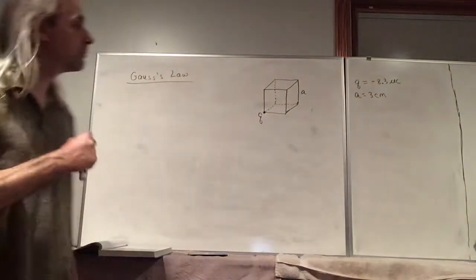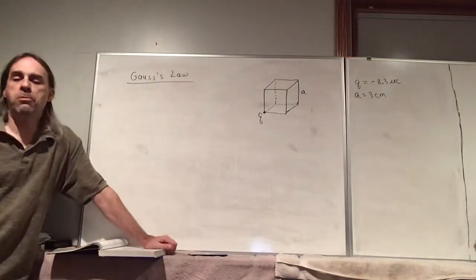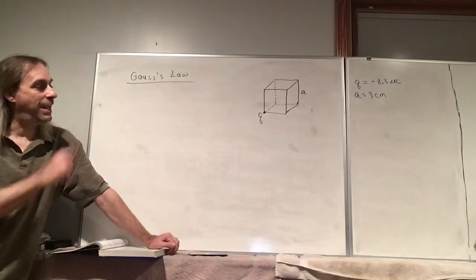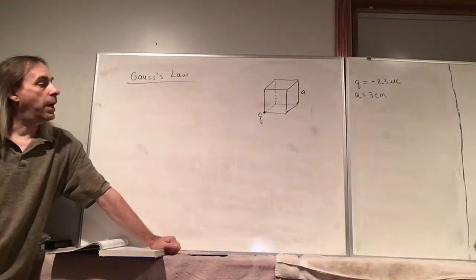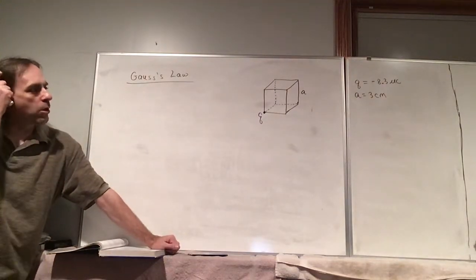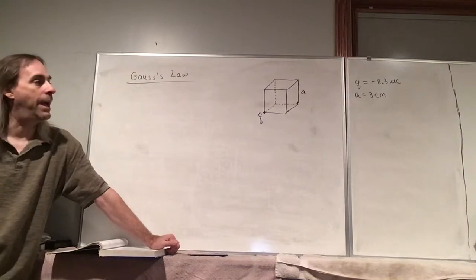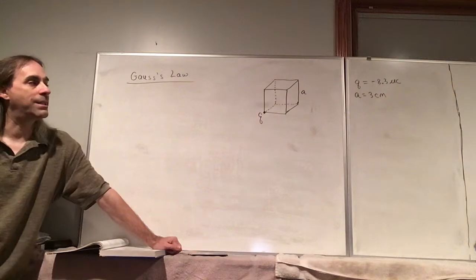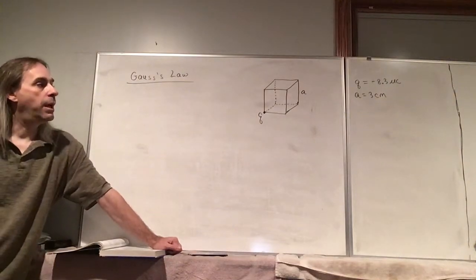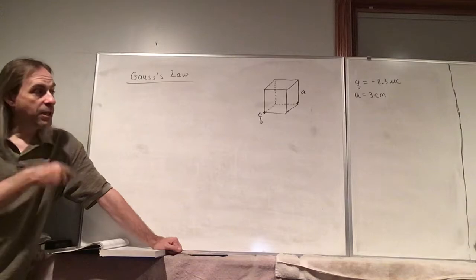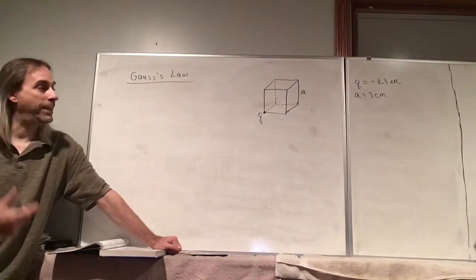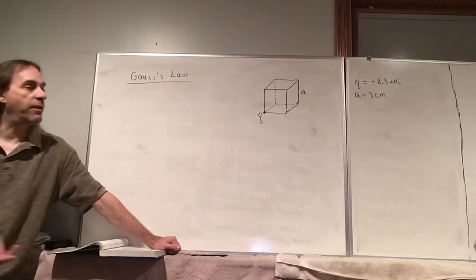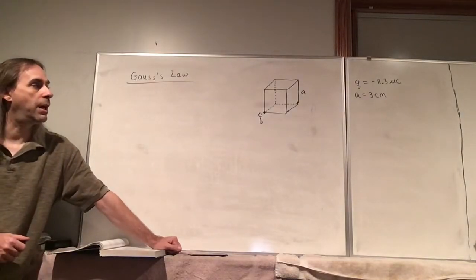Hello, class. Okay, so we do a problem involving Gauss's law. Let's say we take a charge Q and put it at the corner of a cube with length A. For specific numbers, let's say Q is minus 8.3 microcoulombs and A is 3 centimeters. Question is, what is the flux through each face of the cube? So there's 6 faces. We want to find the flux through each of the 6.